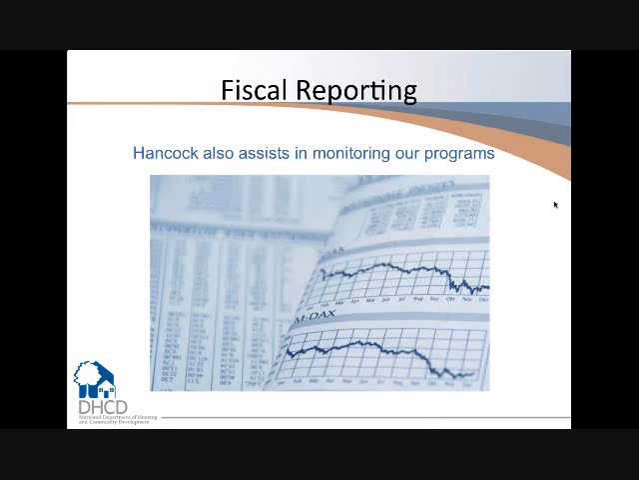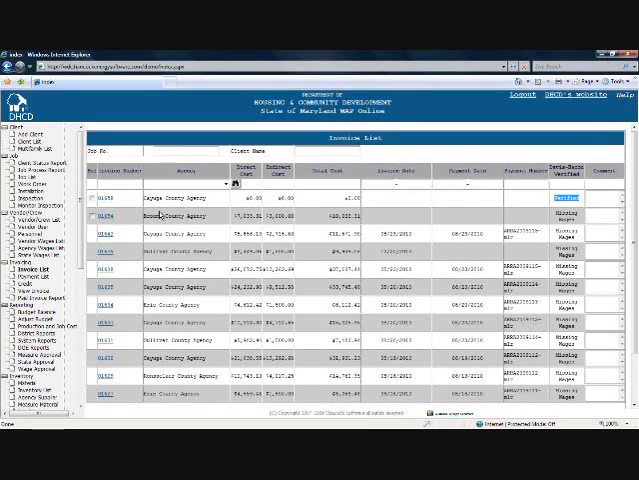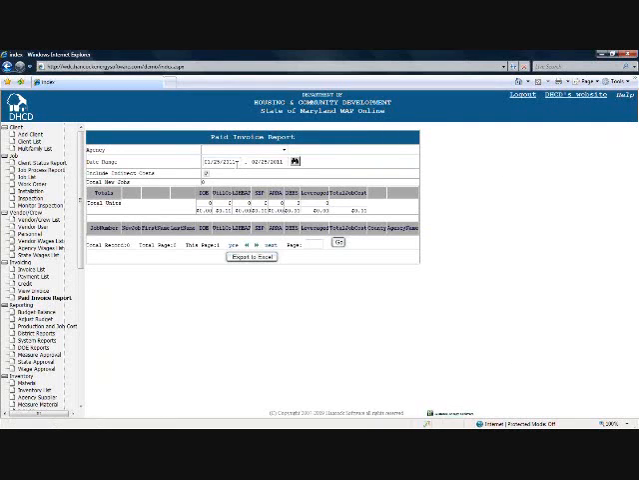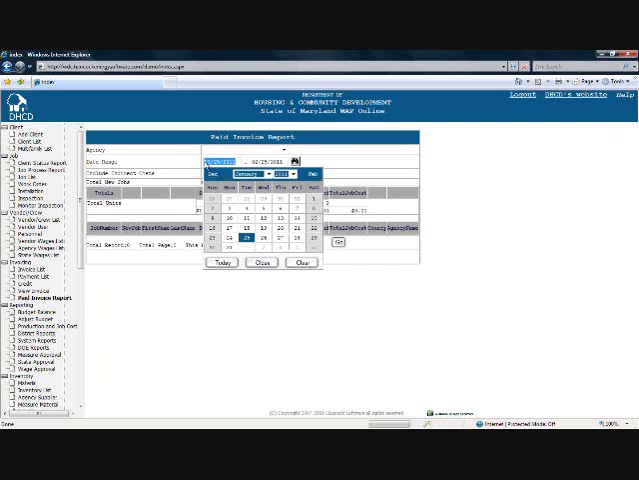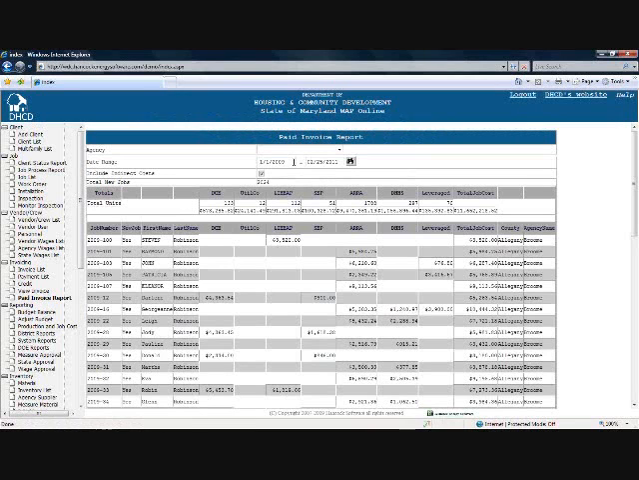And in terms of fiscal reporting, I think Doug showed you a few fiscal monitoring programs. I want to show two of which that the administrative offices actually use. The first is known as a paid invoice report. This report generates, from one time period to another, exactly the jobs that we actually pay. And when I say we actually pay it, I mean what the state has actually processed.